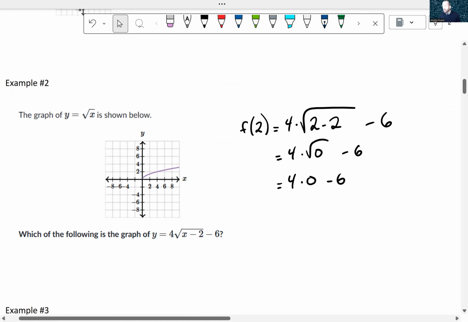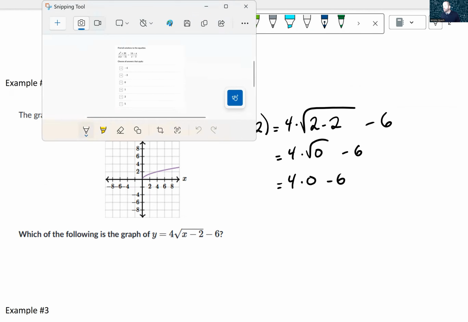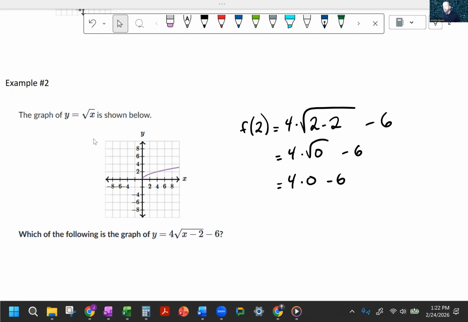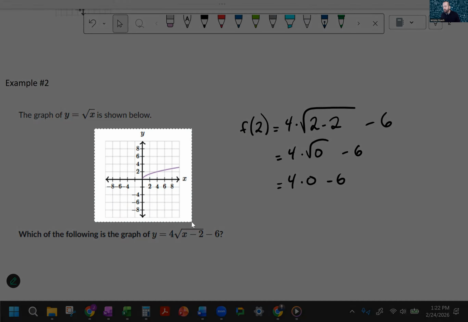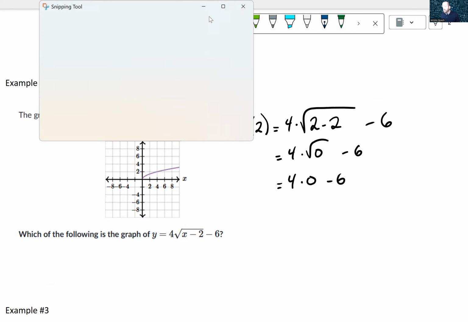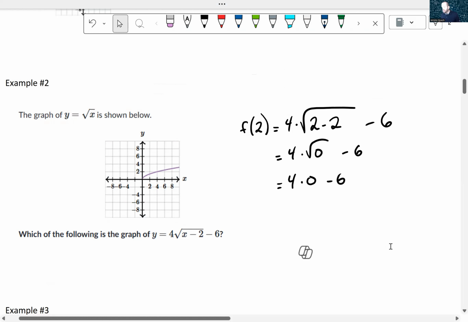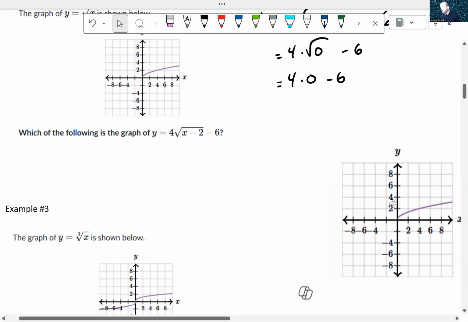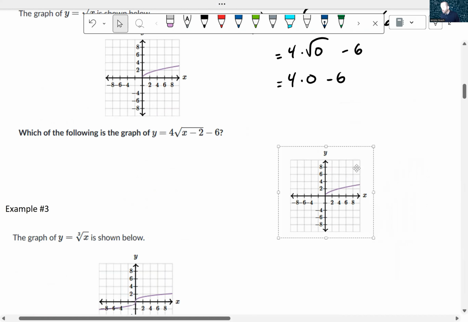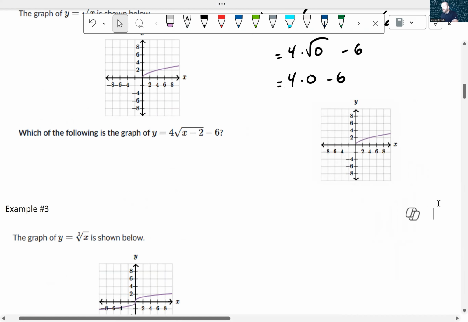It says which of the following, but I'll just make a copy of this graph, and we'll see if we can get a good estimation of what it's going to look like on here. That got deleted somehow, but that's okay.